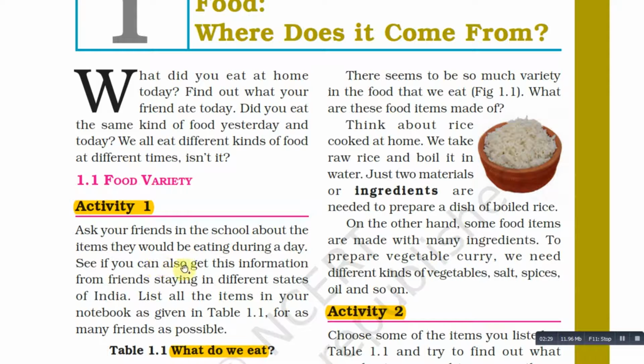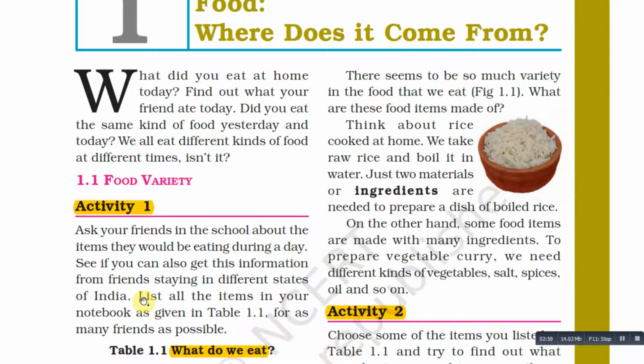See if you can also get this information from friends staying in different states of India, so that we can get to know what people are eating in different states of India. Because consumption of food varies from place to place. It is not the same throughout the world or even throughout India. So it varies from place to place.